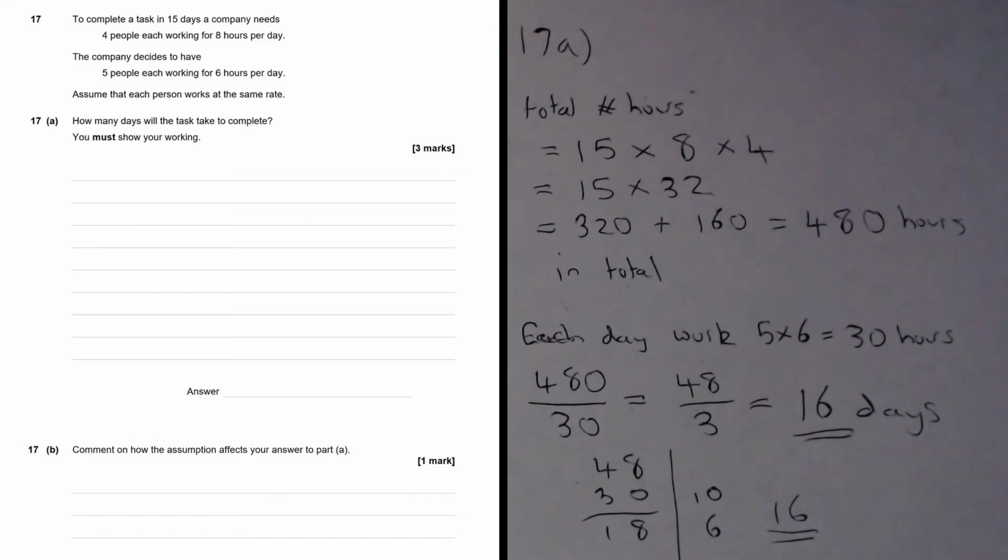Now in part B, we are asked to comment on how the assumption affects our answer to part A. Now the assumption here is that each person works at the same rate. This affects our answer to part A because if the people working less hours were more productive, for example, then this would take less time. Likewise, if people were working at a slower rate, the answer is going to be higher. That's the kind of line we need to do to guarantee that 1 mark.